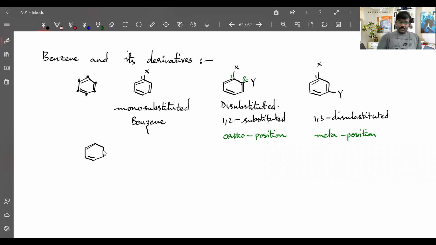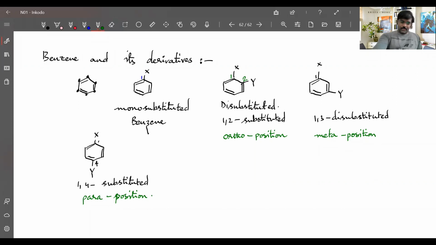If this is X, the first prior group, and here Y is attached, the second prior group, so that was on the fourth carbon. Now this is 1, 4 substituted benzene. This 1, 4 substituted benzene we call a para substituted benzene. So this is called the para position. Para substituted or para position will be the same.